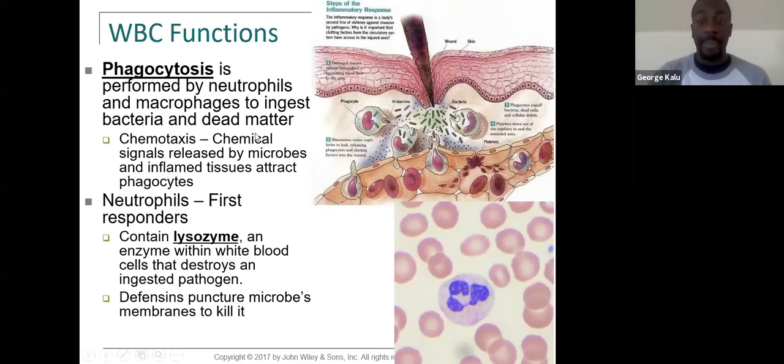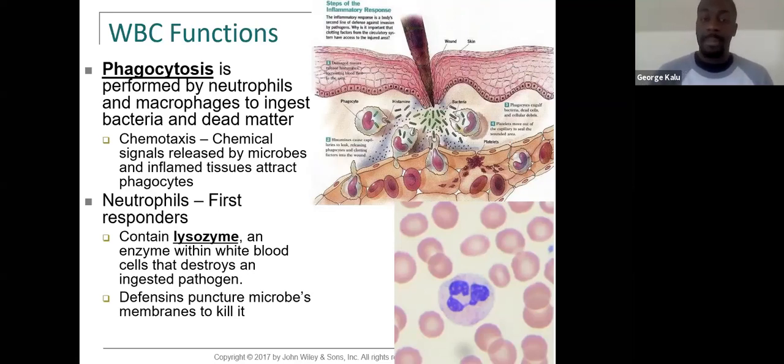And the neutrophils are typically going to be the first responders to any type of pathogen. Okay. So they've got two different ways of destroying pathogens. The first one is using an enzyme called lysozyme. Okay. And so what lysozyme does is it will actually get released from the white blood cell, and it'll destroy any pathogen that has been ingested by that white blood cell.